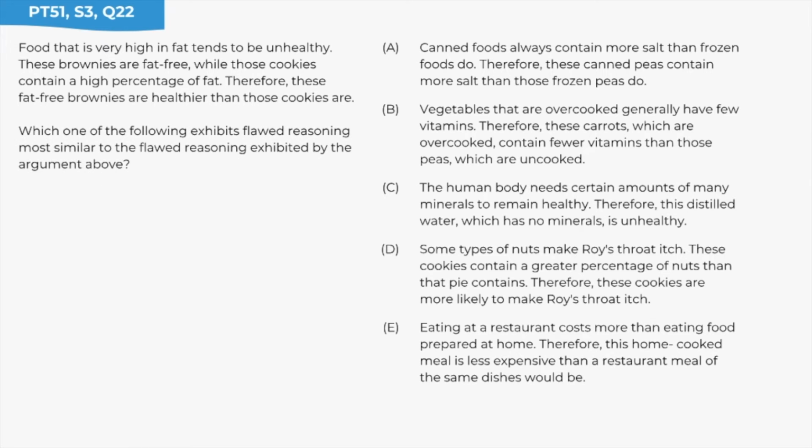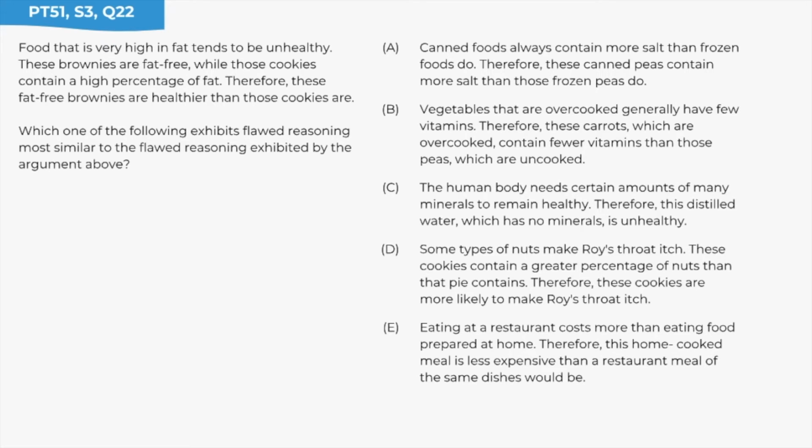So let's take a closer look at the argument. It says that food that is very high in fat tends to be unhealthy. And these brownies are fat-free, while those cookies contain a high percentage of fat. Okay, so if the cookies contain a high percentage of fat and food that is very high in fat tends to be unhealthy, that might allow us to conclude that these cookies are unhealthy.